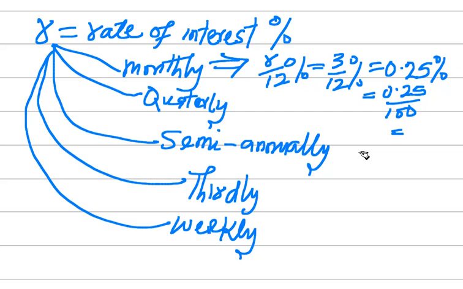So when you divide 0.25 by 100, that will give us 0.003. So that becomes the answer to this. Then if it is quarterly, whatever is given to you as R, we divide by 4. So if the rate of interest given in the question is 10% and is compounded quarterly, that means you should say 10 divided by 4, and 10 divided by 4 from the calculator will give you 2.5%.